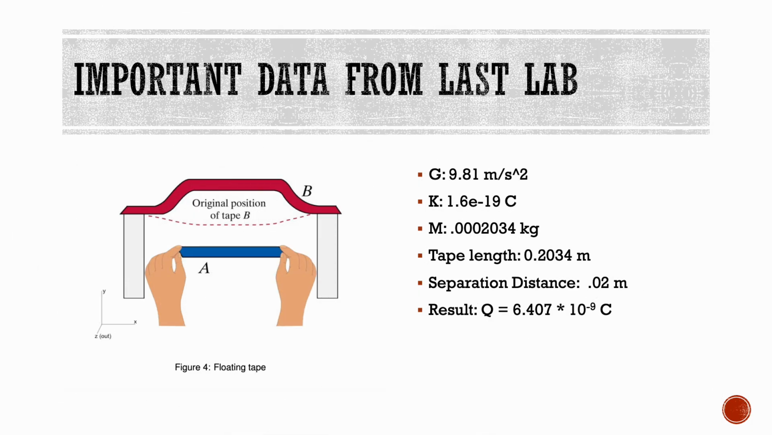So important data that we gathered from last lab that we end up using in this version is that g is equal to 9.81 meters per second squared, and then k, the value of the charge, is 1.6 times 10 to the negative 19 coulombs. And then following are the mass, tape length, and then the separation distance for the piece of tape. And finally, the result we end up getting is the charge 6.407 times 10 to the negative 9 coulombs.